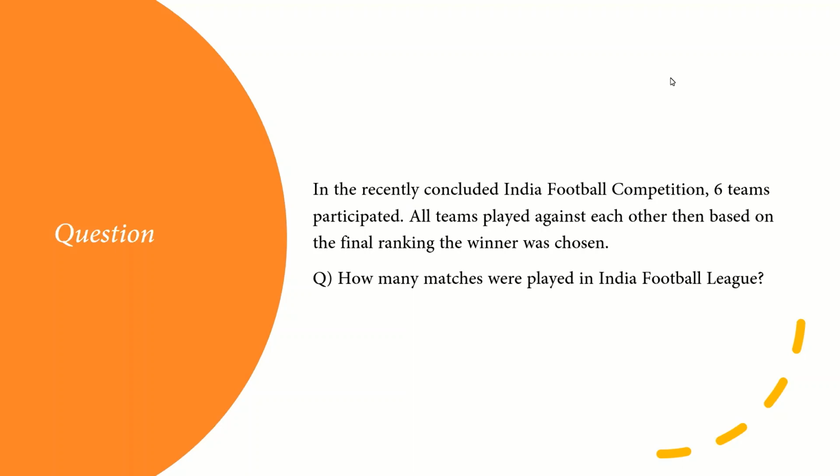Now, let's try understanding the question. Let's say we have teams A, B, C, D, E, and F. So 6 teams. Now, a very simple case. If we are having 6 teams, every team plays against every other team, that is 5 matches. So let's say A will play against B, A will play against C, AC, AD, AE, and AF.